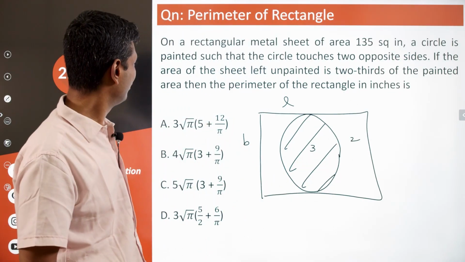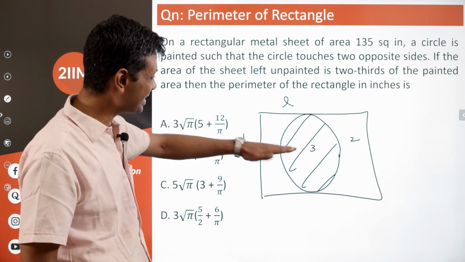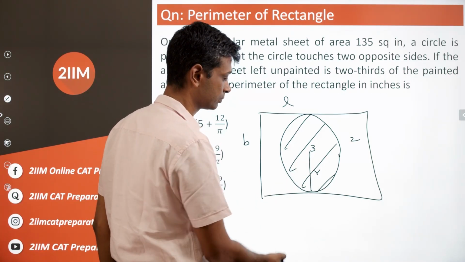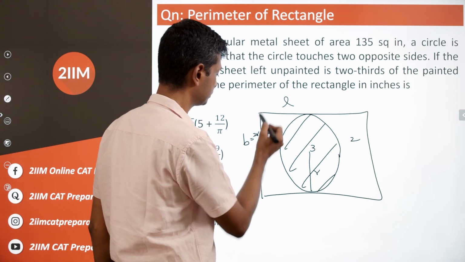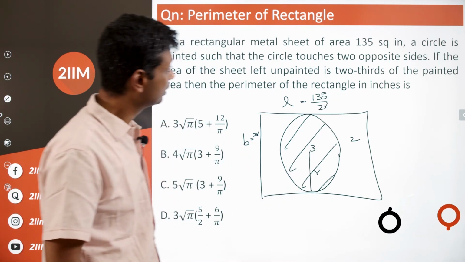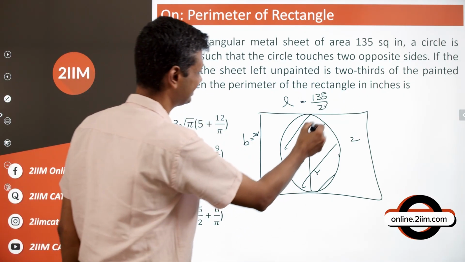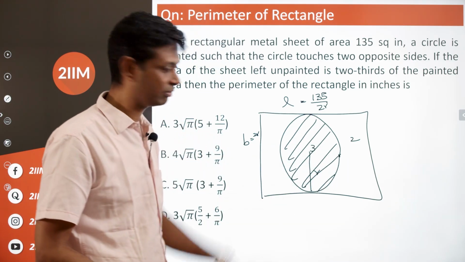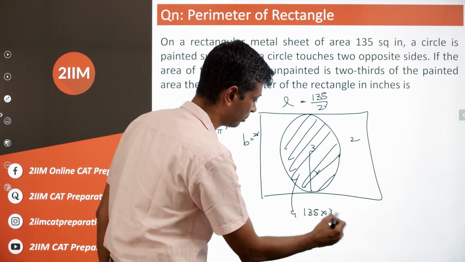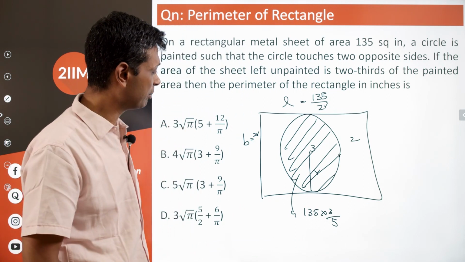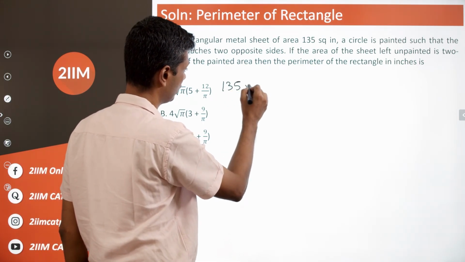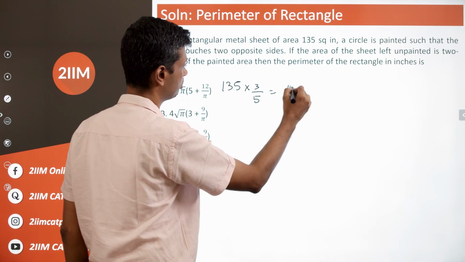Right? Quite simply, we need to find a link between the radius and the length. And so, how do we do that? Let's assume a radius of this circle r. Okay. B is 2r. L is 135 by 2r. Area is 135 square inches. And so, this area is 3, the overall area is 5. So, we can find the area of the painted region. This is 135 into 3 by 5. So 135 into 3 by 5 is pi r square. We figure that out, we are through. So 135 into 3 by 5 equals pi r square.